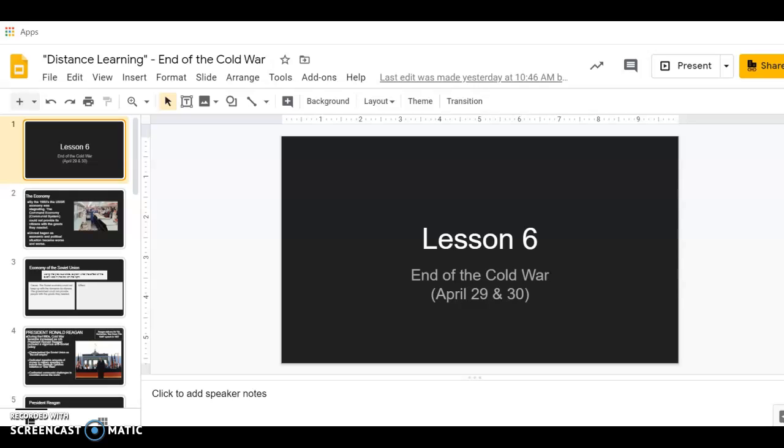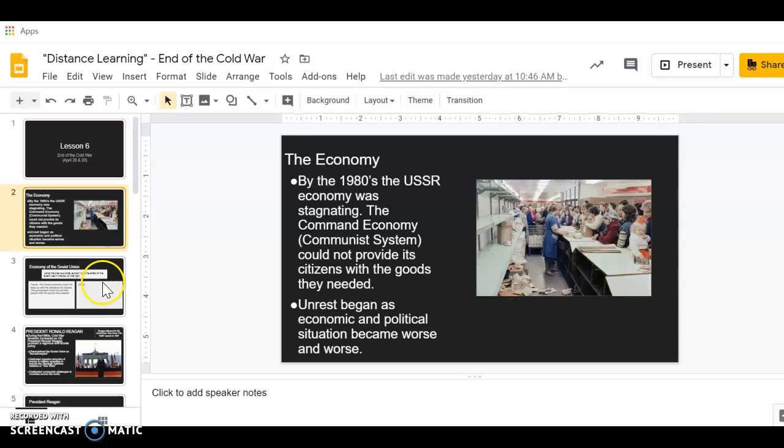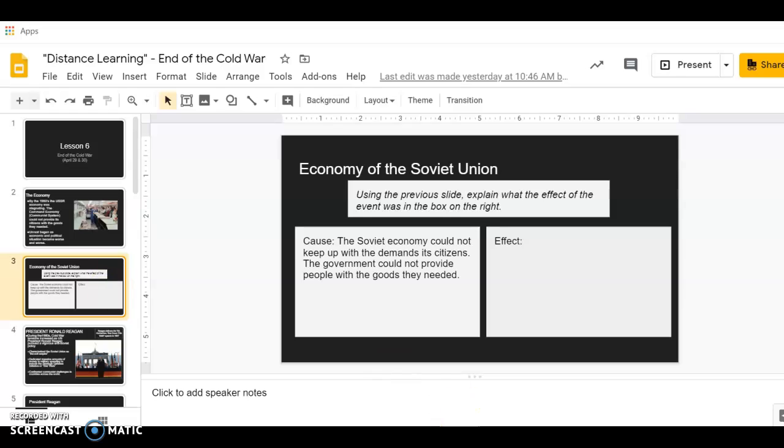The lesson today is all about the end of the Cold War and how that came to a close. The setup today is really similar to the end of last week when we did the arms race versus space race. All of the information you're going to need and be typing on is in this Google slideshow. As you move through it, like you did with the other activity, you are going to click through the slides and you are going to answer the questions.